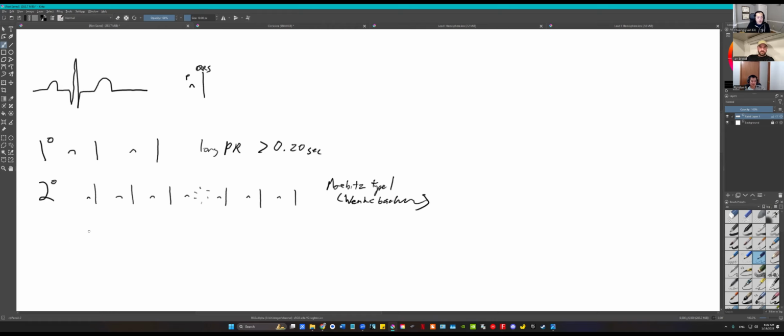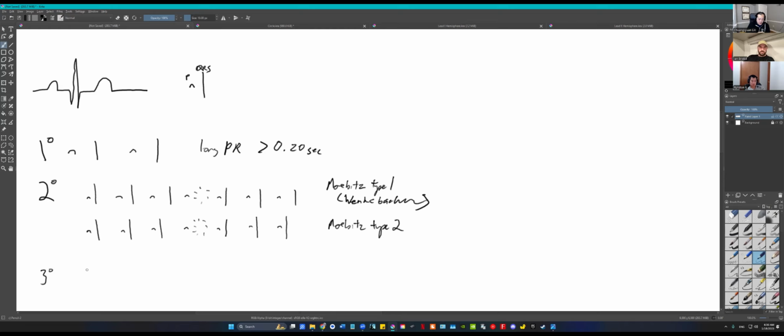Mobitz type 2 is interesting. In Mobitz type 2, the P and the QRS should be all the same until it's not. Okay, the PR does not change. This is Mobitz type 2. All right. Okay, you can see the difference between Mobitz type 1 and type 2, right? Mm-hmm. Okay, third degree.